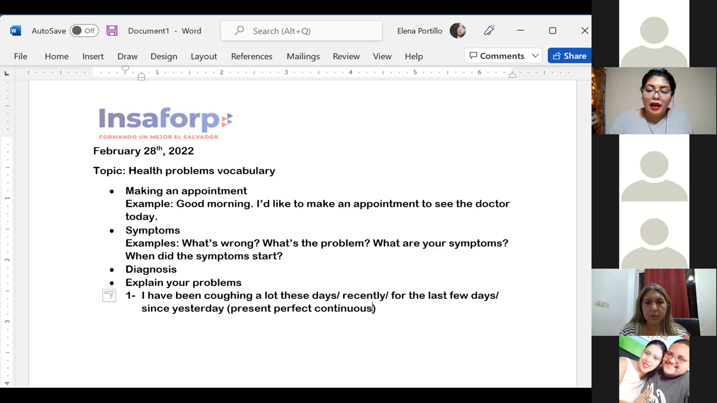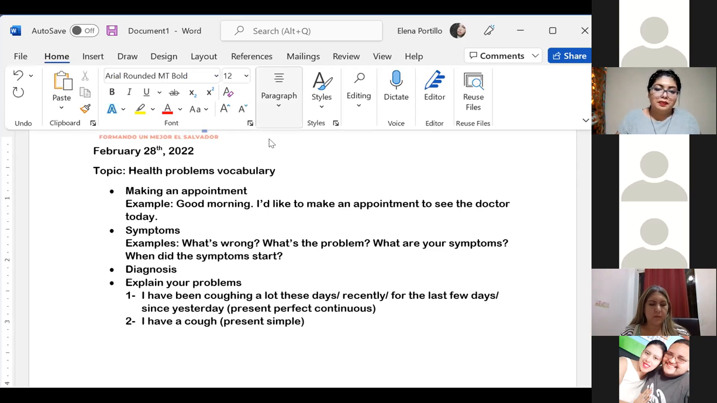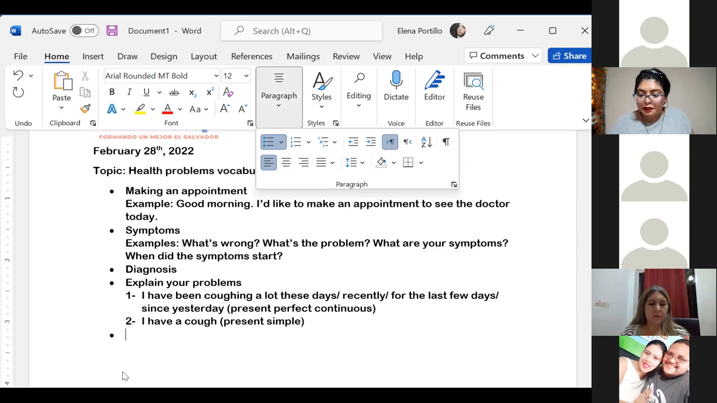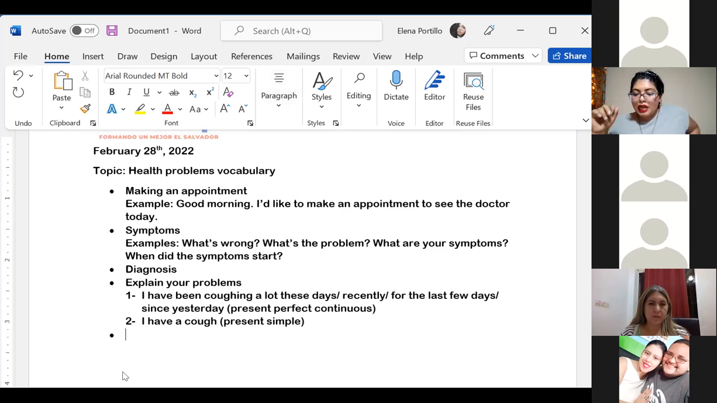And also we have the type number four, that is, I have a car. And this structure is present simple. Easy. Two ways to explain our symptoms or things about our health. Then it says, both are used to describe our health problems.